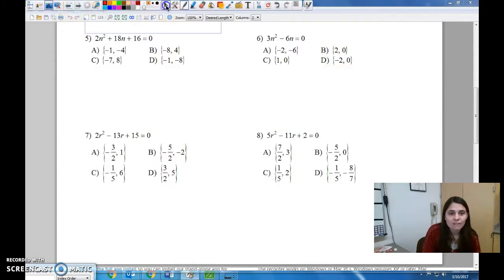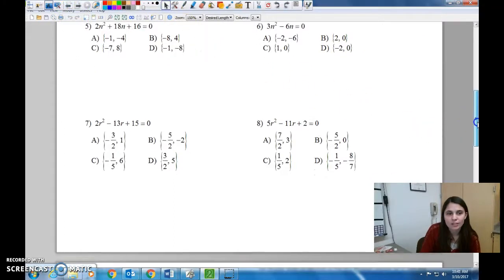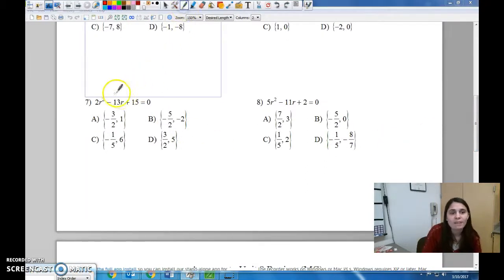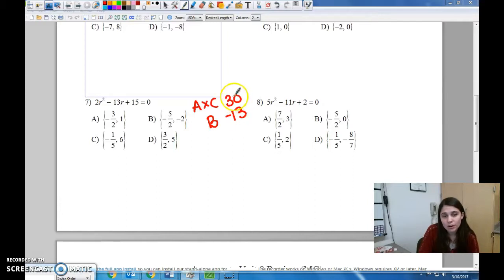And number 7 is our last type of factoring. So this time my a is not equal to 1, and there's not a greatest common factor I can pull out. So I'm going to start the same way, find my a times c, which is 2 times 15, or 30, and my b, which is negative 13. So two numbers that multiply to 30, but add to negative 13 are negative 10 and negative 3.